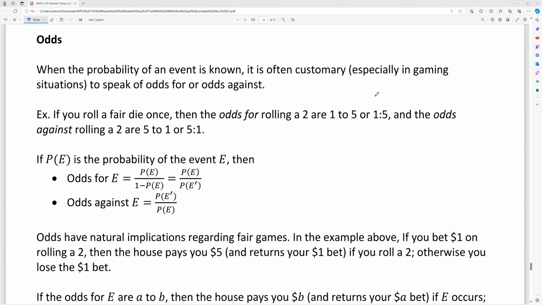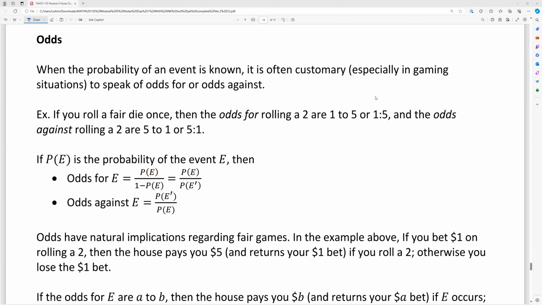So it says if you roll a fair die once, then the odds for rolling a 2 are 1 to 5 because there is one 2 on the die and five non-2s. So we sometimes write that as 1 colon 5. That's a nice way to write that, or 1 to 5. And the odds against rolling a 2 means you list the unfavorable situation first. So there's five non-2s on your die, to one 2 on your die. So that's 5 to 1.